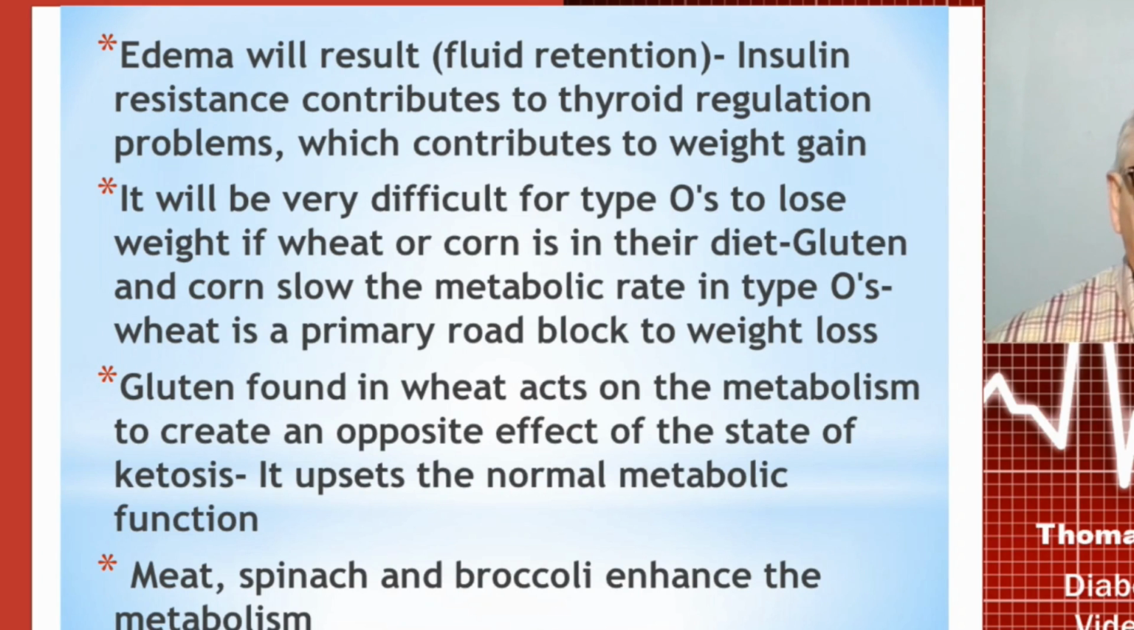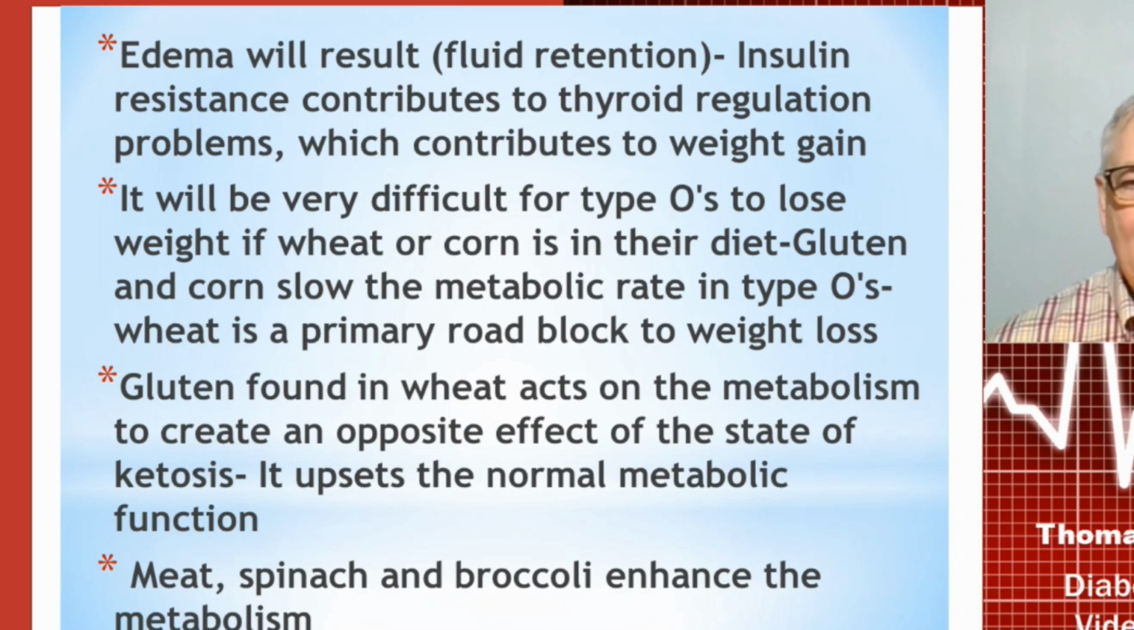Insulin resistance contributes to thyroid regulation issues, so they commonly have hypothyroidism or thyroid issues, which also contributes to their weight gain. It will be very difficult for them to lose weight if wheat or corn is in their diet. Gluten and corn slow the metabolic rate in the type O's, and wheat is a primary roadblock to weight loss. Gluten found in wheat acts on the metabolism to create an opposite effect of the state of ketosis.